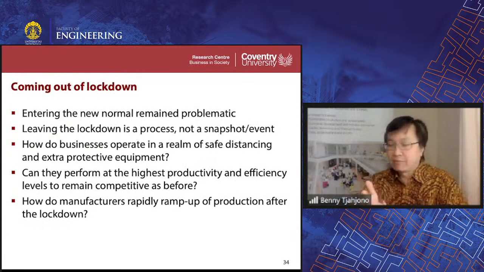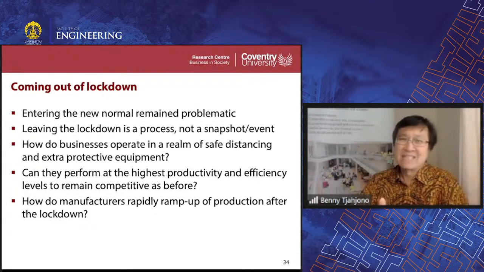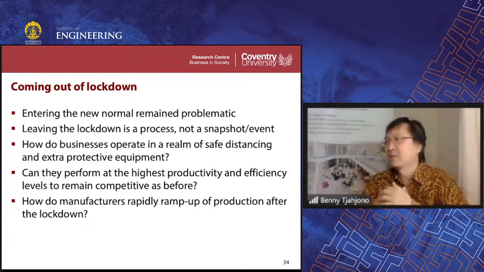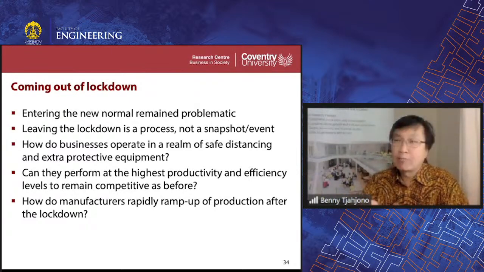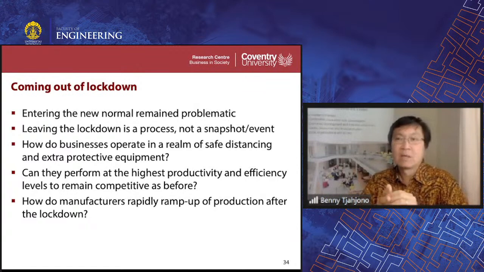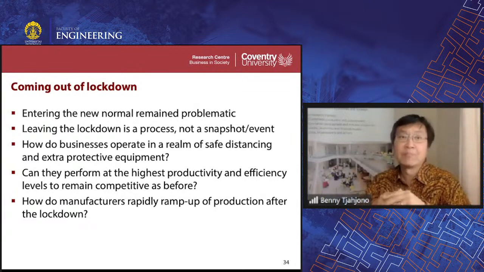Now, coming out of lockdown, two years later, we think that we are leaving the lockdown and entering the new normal. But actually it's still problematic, because leaving the lockdown is a process, not a sudden jump from one state to the other. So the question is, how do people and businesses operate in the realm of safe distancing and the use of extra protective equipment?